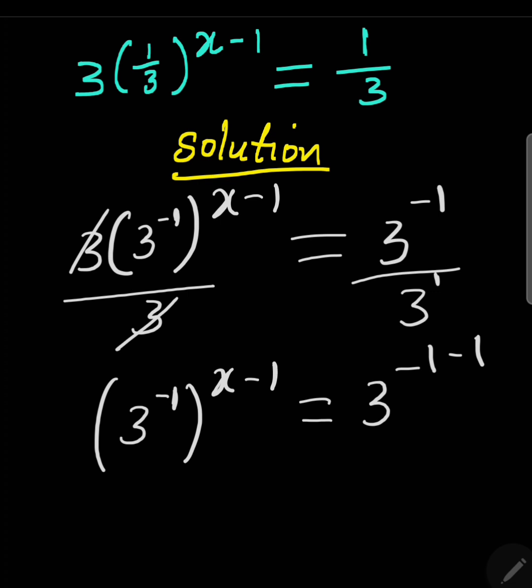Now the next thing we're going to do is to apply the power property to the left hand side of this equation. The power property states that when you have a number raised to the power of a number and all is raised to the power of another number, we are free to multiply the two powers together. So when we do that, we're going to have 3, then minus 1 multiplied by x is going to give us minus x, then minus 1 multiplied by minus 1 is going to be positive 1. So everything will be equal to 3, then minus 1 is going to give us minus 2.